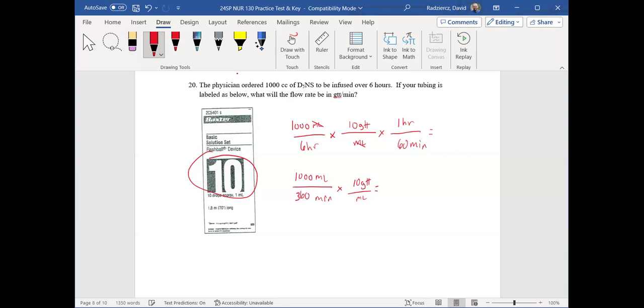Either way, we're going to come up with a number that we're going to have to round. All right, so if I do option 1, 1000 times 10 gives me 10,000 divided by 6 divided by 60, and I'm going to get 27.7 repeating. So I'm going to round that number, because it's a drop, to 28.